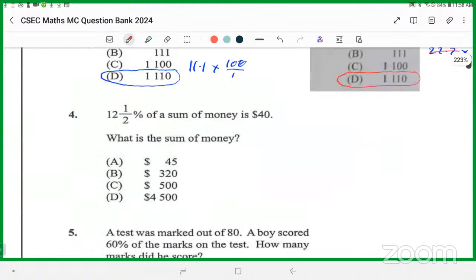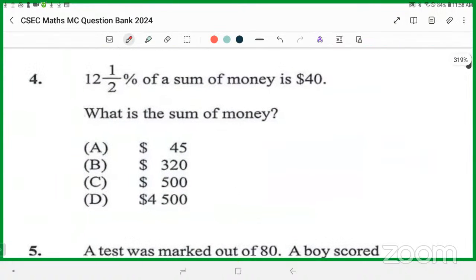I'll look at this question now. 12.5% of a sum is 40. What is the sum? Some people say, I have to calculate this out. You don't have to calculate this out. You can do this as a ratio again. The sum is 100%. So you want to build that 40 up to 100%. So look at it this way. I'm going to do it like this.